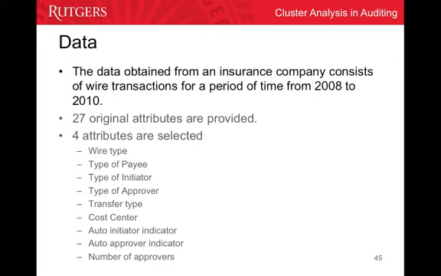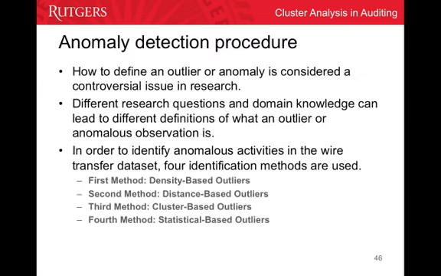And then the last attribute selected is the number of approvers. This attribute provides information on the number of approvers for each wire transfer. Depending on the nature and the type of wire transfer, a different number of approvers is needed. It is reasonable to assume that the higher the risk of the wire transfer transaction is, the larger the number of approvers required. Then let's take a look at the anomaly detection procedure of this case.